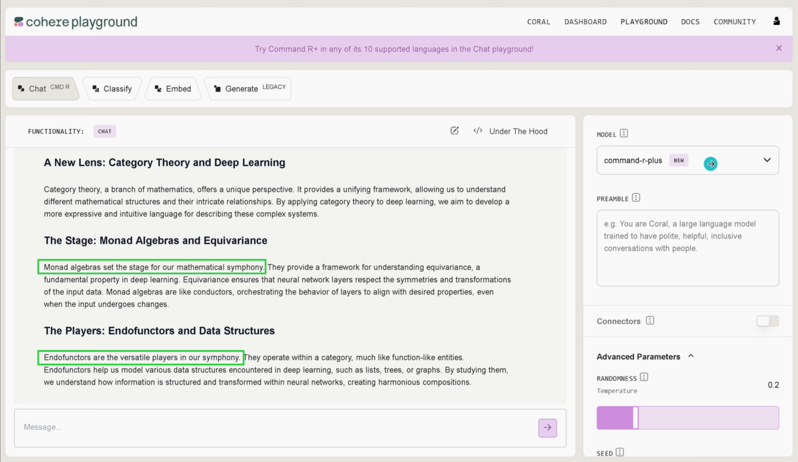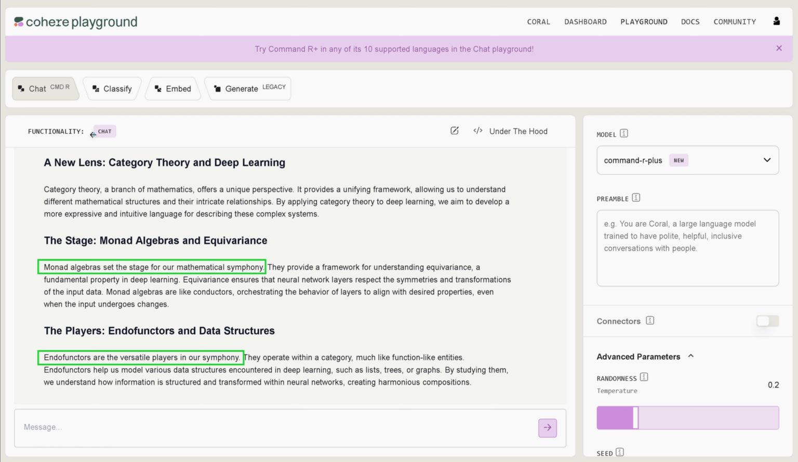And as you can see, with Command R+, I reduce the temperature to 0.2 a little bit. R+ tells us, hey, I have a new lens of category theory and deep learning. Category theory, a new branch of mathematics, offers a unique perspective, a unifying framework. It allows us to understand different mathematical structures in their intricate relationships. By applying category theory to deep learning, we aim to develop a more expressive and intuitive language for describing complex systems like a neural network.